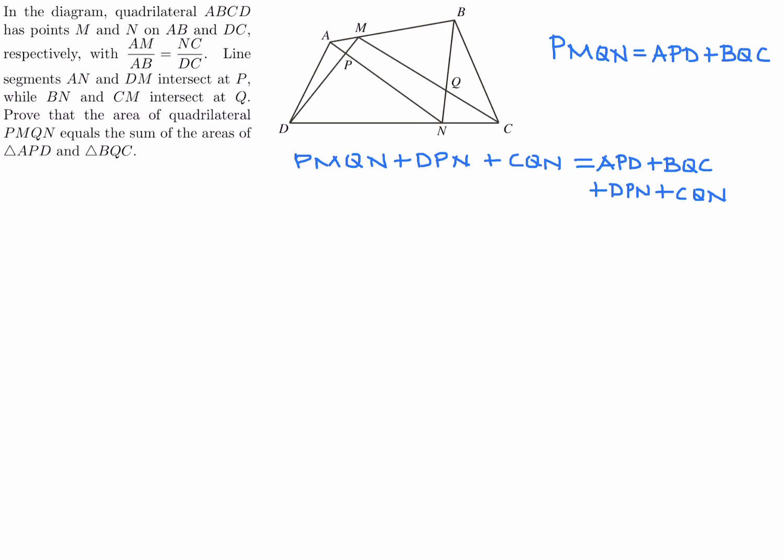This all combined, if you look at the diagram, is the same as the big triangle DMC, right? And then DPN plus APD, these two guys, if you look at the diagram, APD is right here, DPN is right here. Those two combined are the same as DAN, that triangle. And then BQC plus CQN, if you combine them, is the same as triangle CBN.